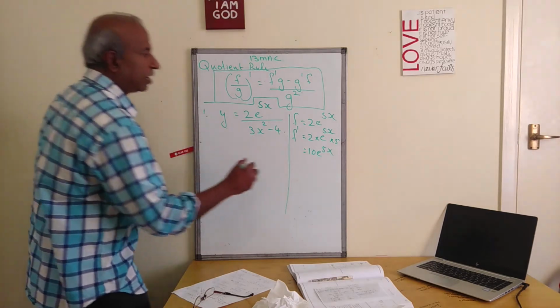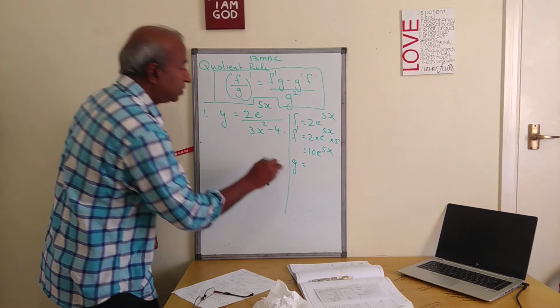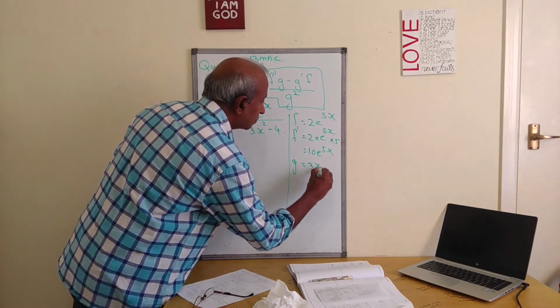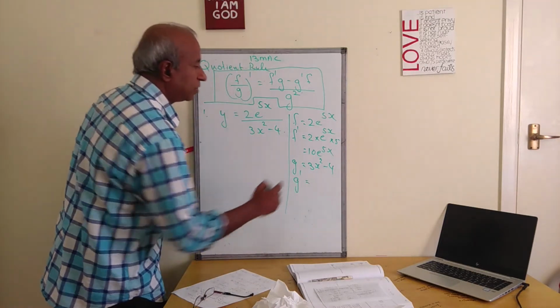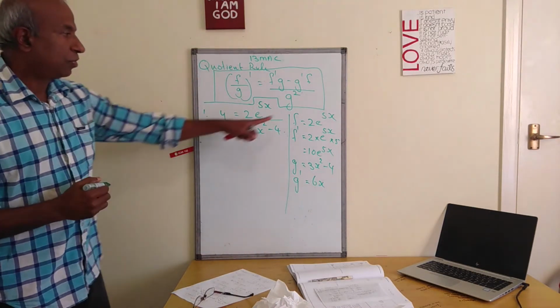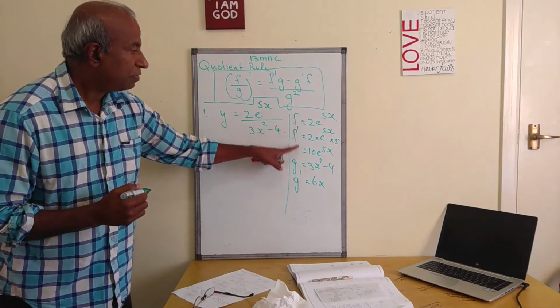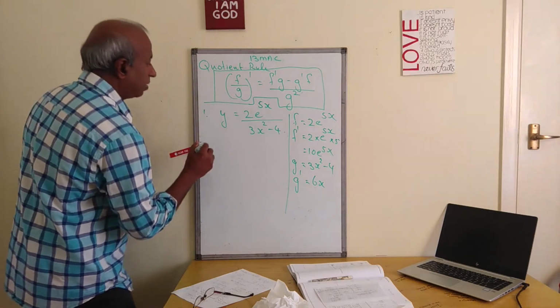Right, that's our f dash. Now we take g, which should always be the denominator. g is equal to 3x squared minus 4. Then you differentiate it, we have g dash is equal to 6x, right? So now we have everything. What we are going to do is the substitution into the formula. Okay, I'm not writing the formula.